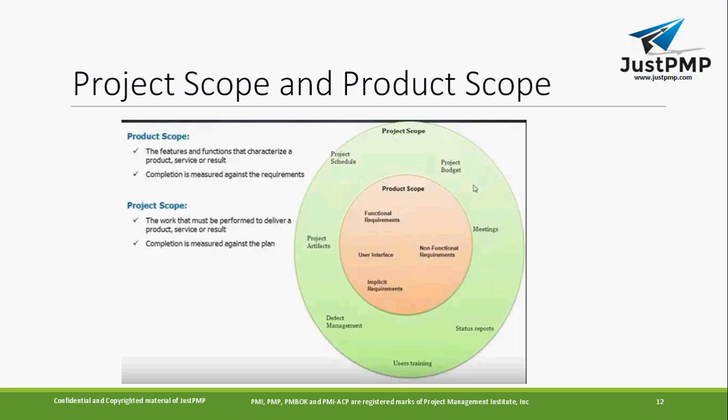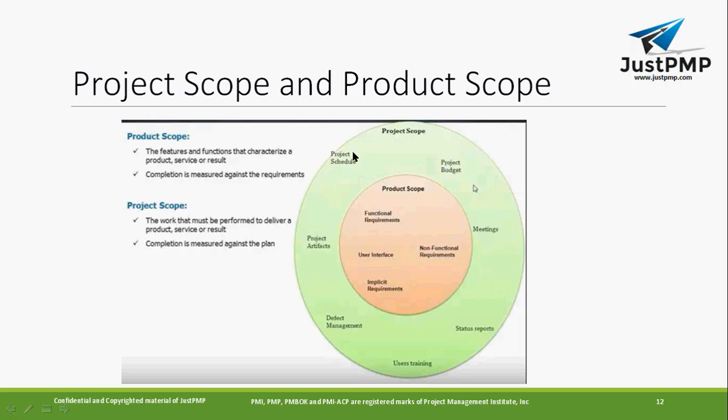Okay. Project scope is an umbrella. Within that, your product scope falls. Okay. So in the project scope, you see that work that must be performed: what are the activities that you are going to do to achieve the product scope, to achieve the product, service, or result? So that's called a project scope. Like a project scope on a broader level, it consists of a product along with a few more things.